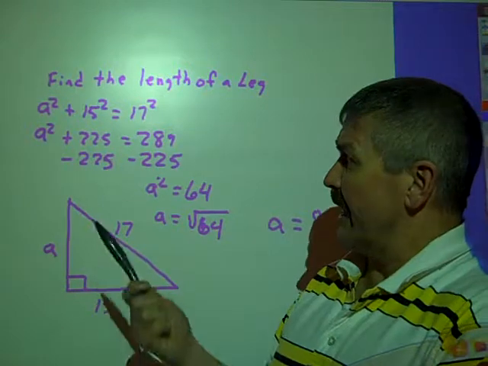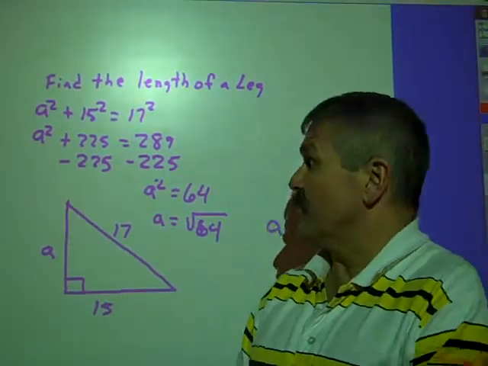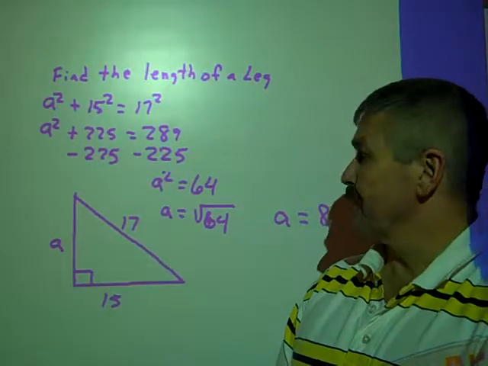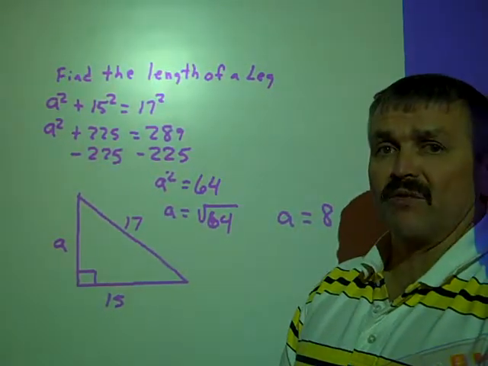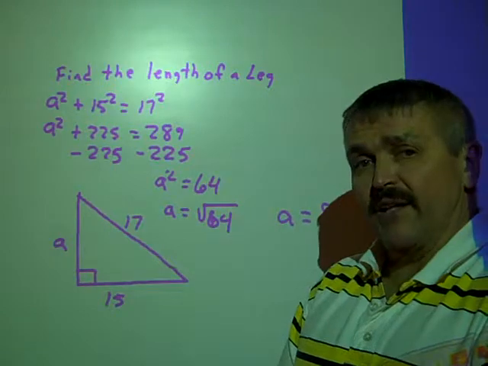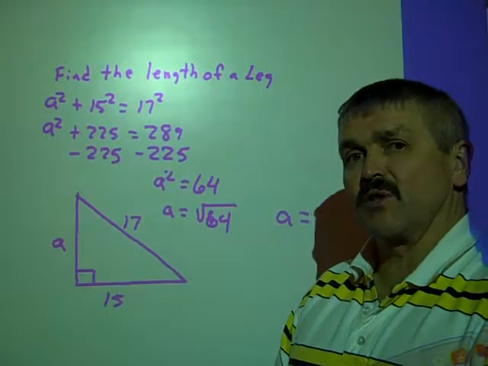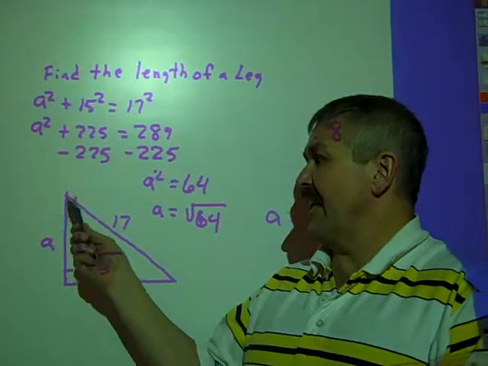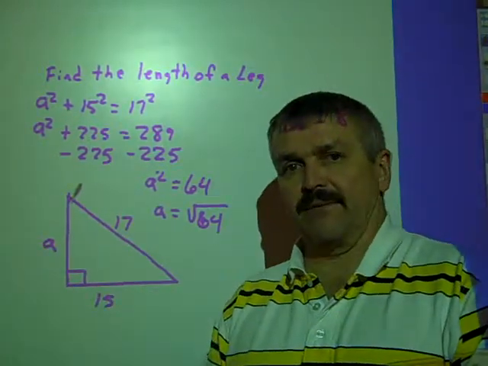We try to get a squared on one side by itself. We subtract 225 from each side. We end up with a squared is equal to 64. To find the answer for a, we take the square root of 64, and it becomes 8. And so this side, a, is equal to 8.